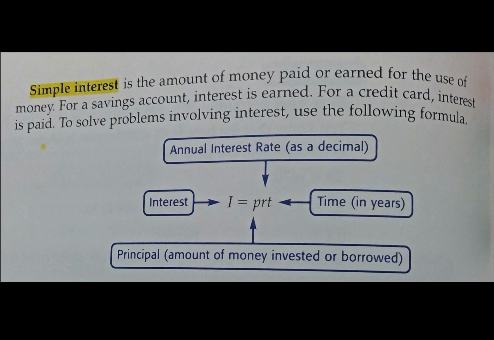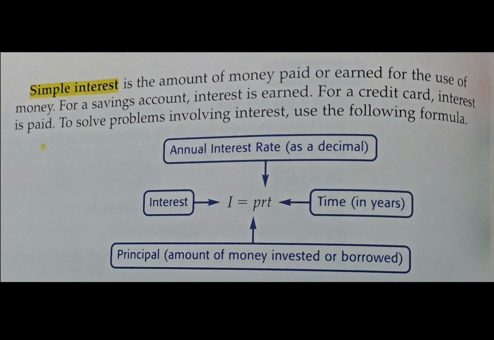All right, so simple interest. This is probably the hardest part of this lesson. It's going to make this video a little longer, but I want you to really understand this. Interest is the amount of money paid or earned for the use of money. So you borrowed money for student loans, and you pay interest. For a savings account, interest is also earned. So that means I've put a bunch of money away for my kid to go to college. I don't have kids yet, but we'll get there. For a credit card, the interest is also paid.